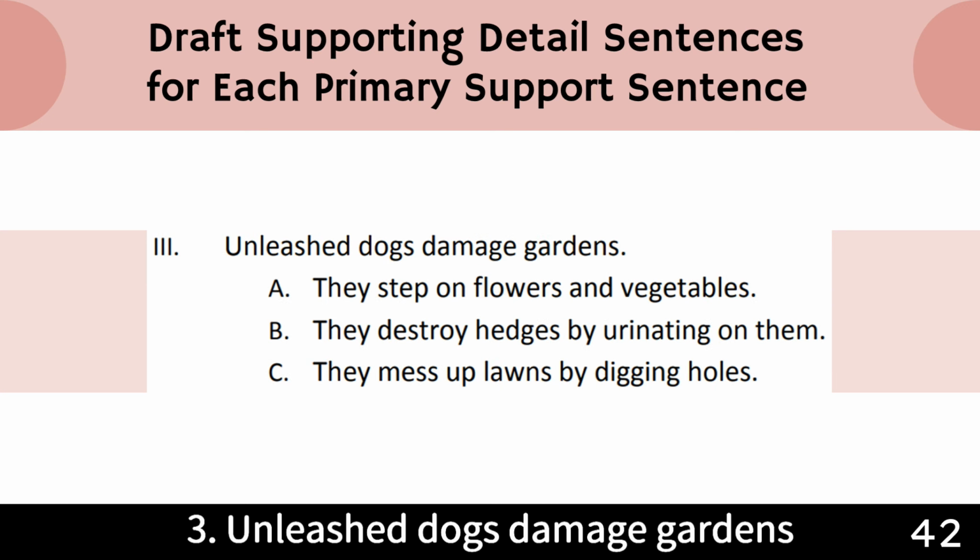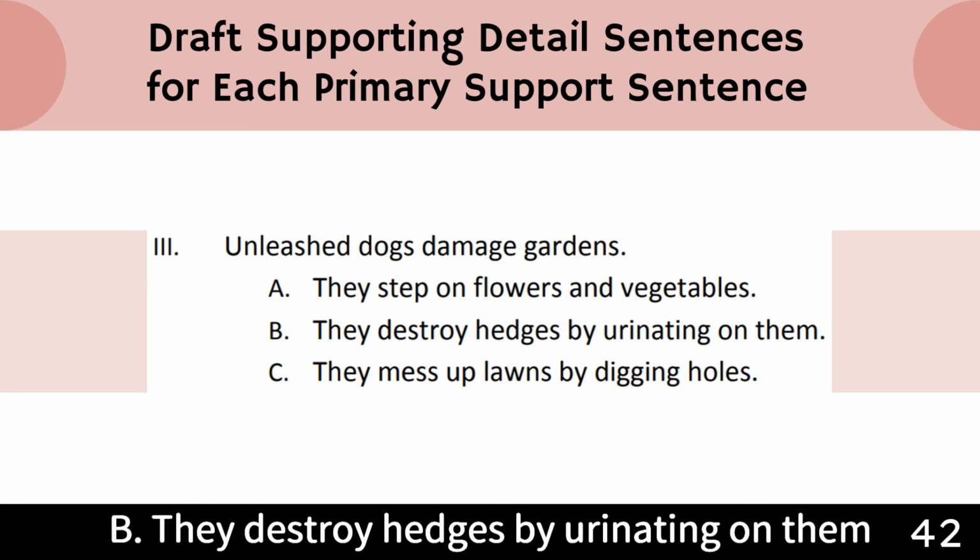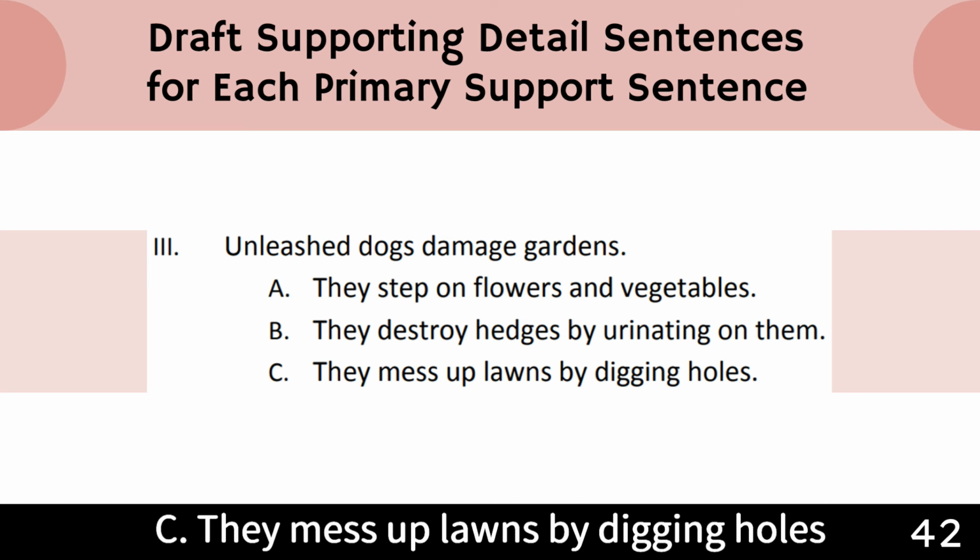3. Unleashed dogs damage gardens. A. They step on flowers and vegetables. B. They destroy hedges by urinating on them. C. They mess up lawns by digging holes.